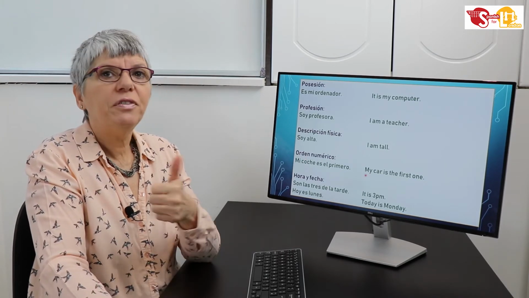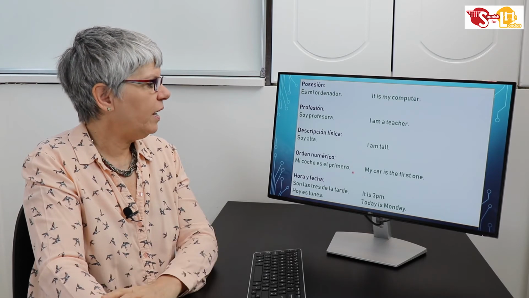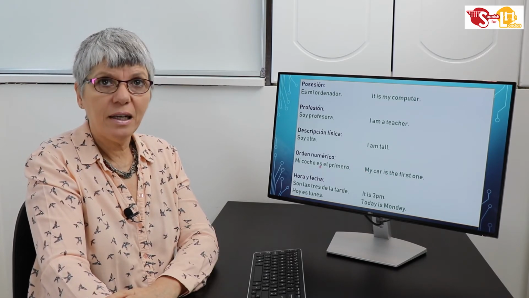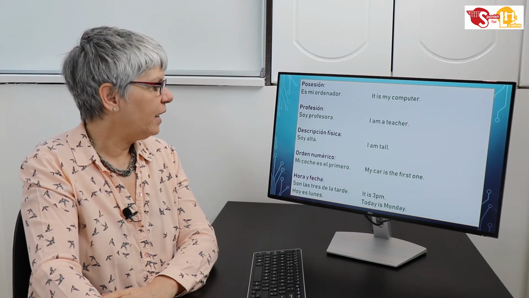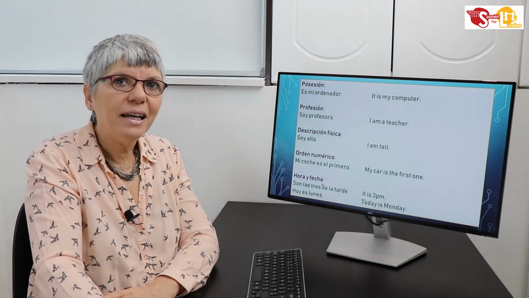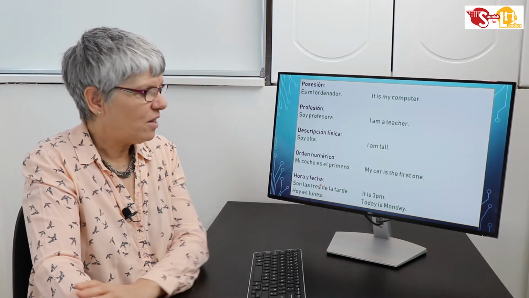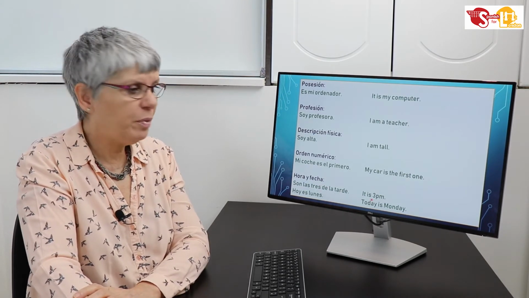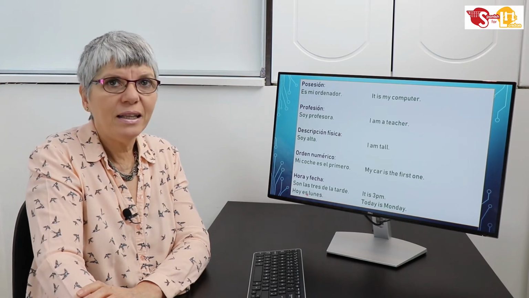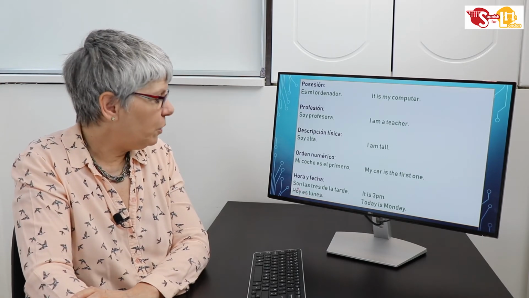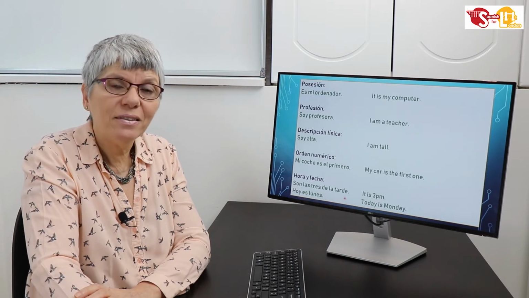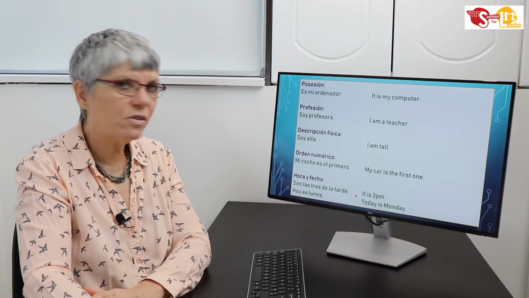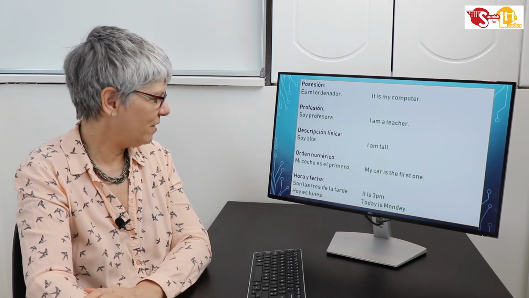Order. When you say the first, the second, the third, you say my car is the first one. Mi coche es el primero, okay? And then for the hour and the date, we use ser as well. So, son las 3 de la tarde, it is 3 p.m. or today is Monday, hoy es lunes. You will see this in our lesson about how to say what time is it. You have the lesson in the list of topics, okay?